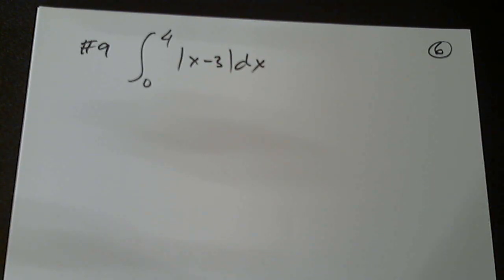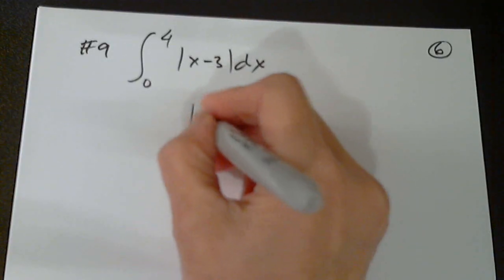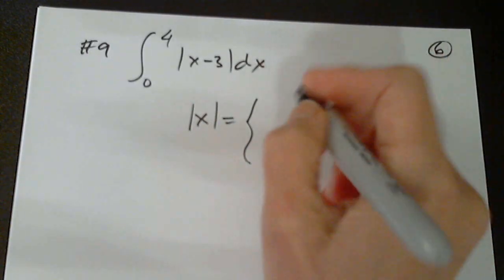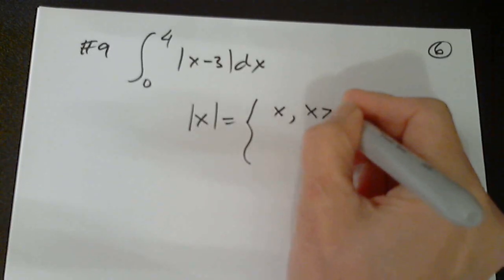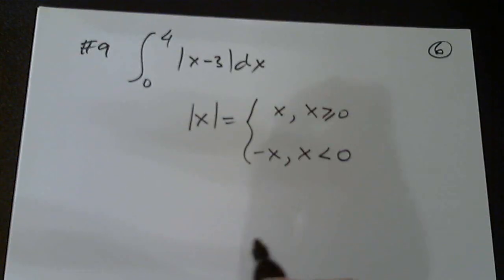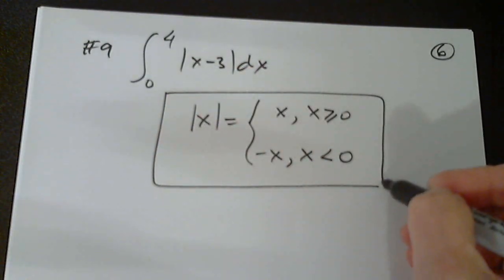We talked about the absolute value, and we wrote the formal definition of the absolute value. So again, let's write it again. The absolute value of x is x when x is greater than or equal to 0, or negative x when x is less than 0. This is the formal definition of the absolute value.